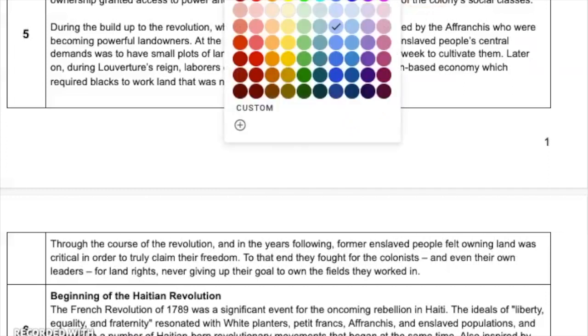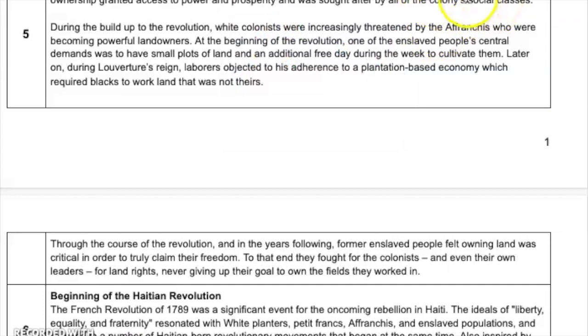So who has the rights to land, I would classify that as a political cause. Trying to gain access to land is, in my mind, a political reason for revolt.